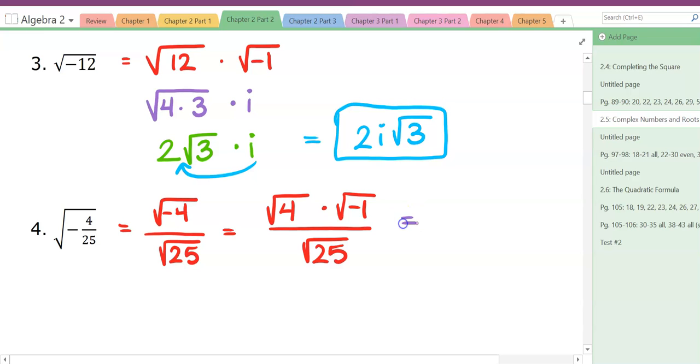Okay, so what would be the square root of 4? 2. The square root of negative 1 is your imaginary unit, so I. And the square root of 25 would be 5. So 2I over 5.